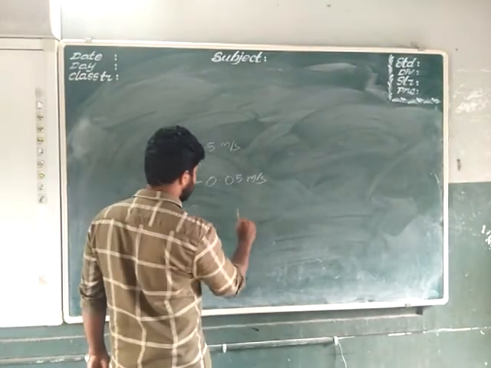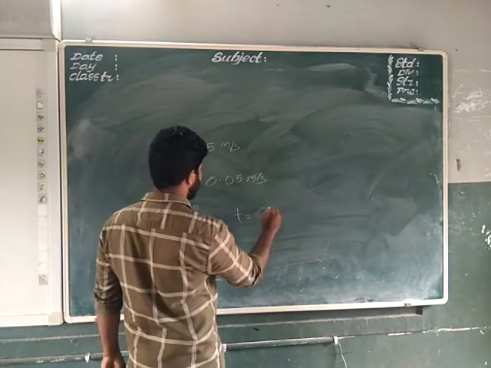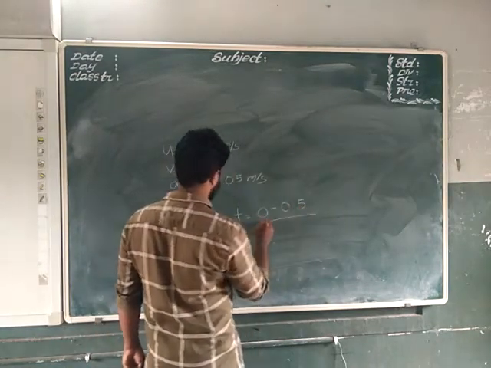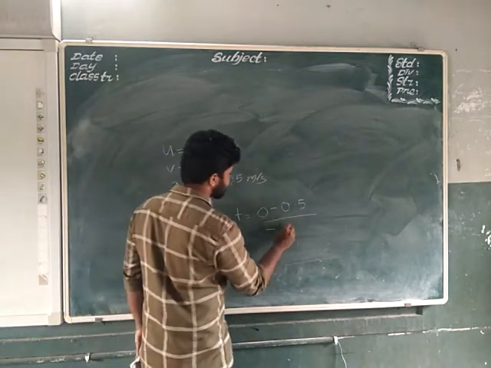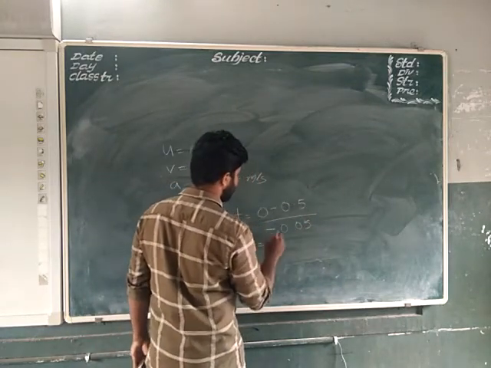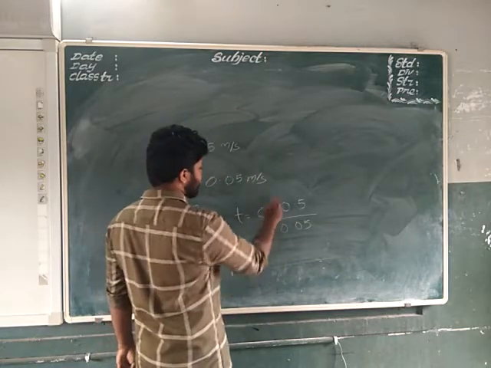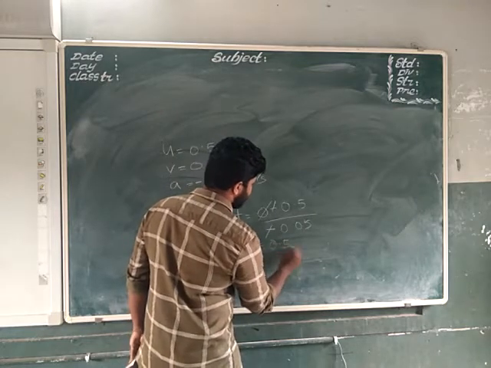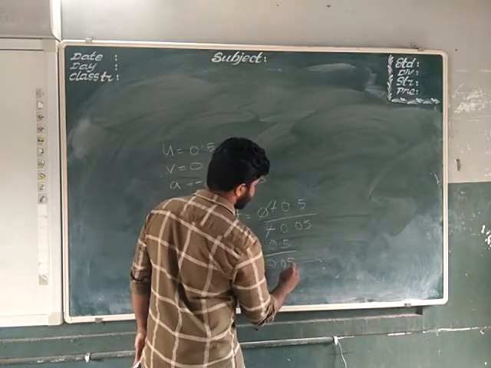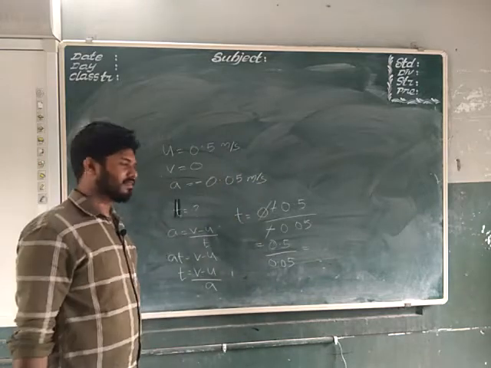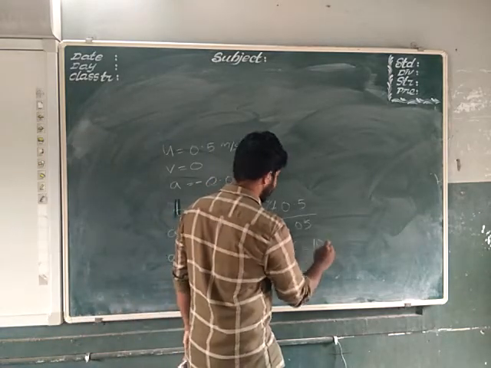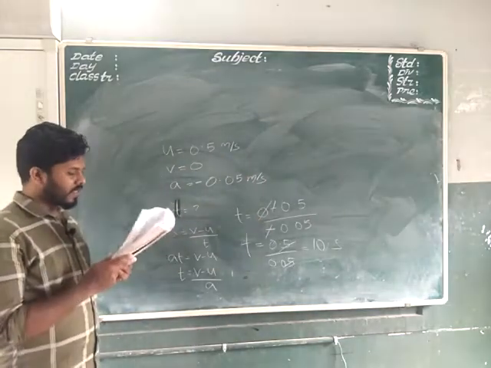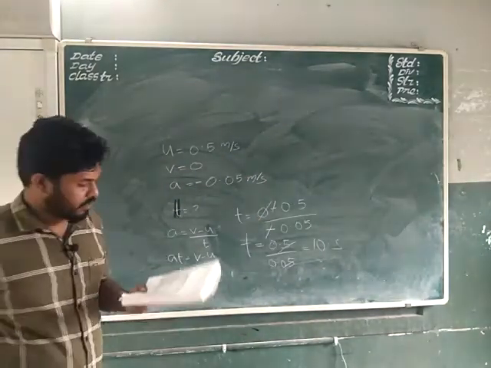Substituting the values, we get t is equal to 0 minus 0.5 divided by a, which is minus 0.05. So this minus gets cancelled. 0.5 divided by 0.05. What is that? We can cut them, it's 10 times. So t is equal to 10 seconds. That is the answer. Now to the fifth question.